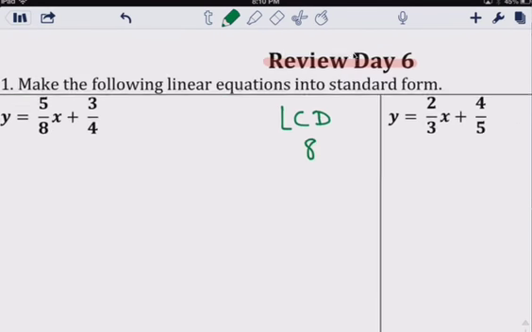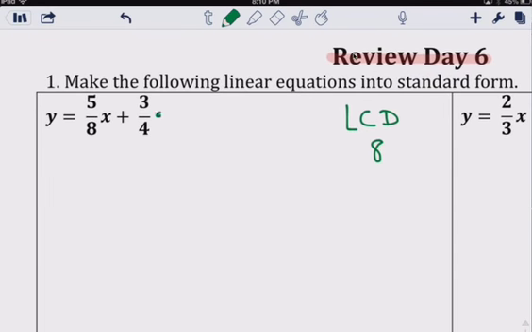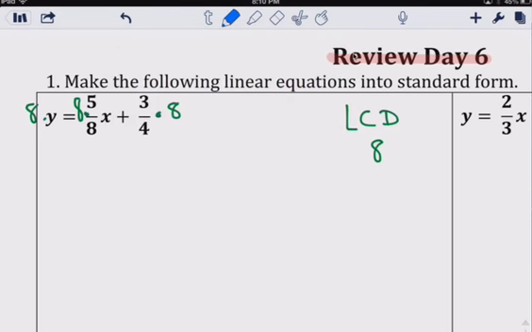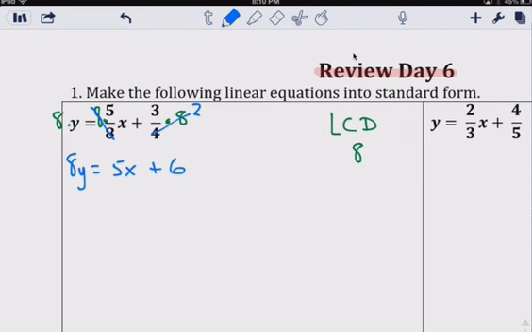Hint, hint. Okay. Times 8. Actually, all these questions, times 8. And make sure on the multiple choice that you eliminate 2 and double check yourself. Alright, so that's 8y equals 5x plus 6. There'll be 15 questions on multiple choice.